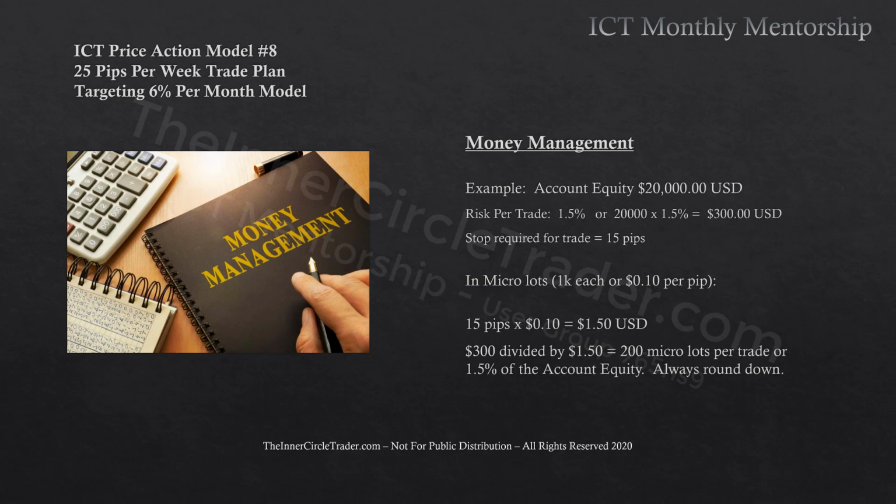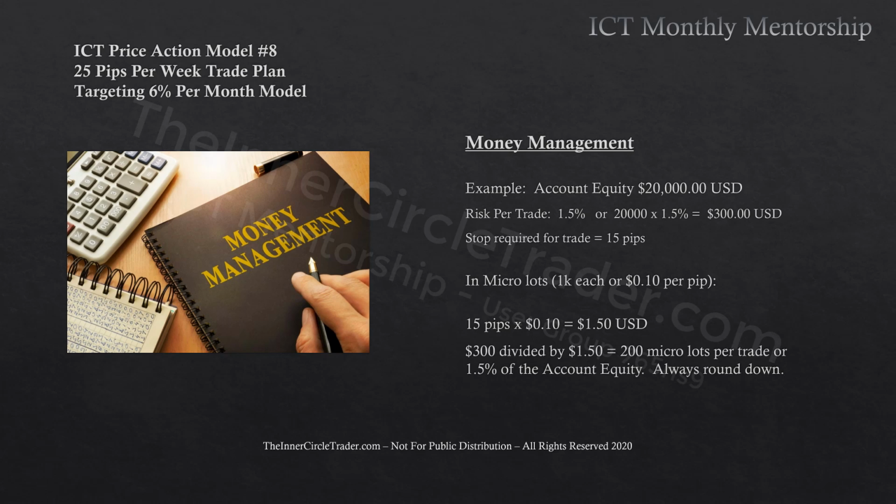As an example, account equity of $20,000, risk per trade 1.5%, or 20,000 times 1.5% gives us $300. The stop for this model, we're going to be using 15 pips. Now this can obviously be scaled to whatever you want, but just in the way of mixing things up, because I've been using 20 pips up till now in all the models and trade plans. This model can use a 15 pip stop loss because you're working with a 5-minute chart. So the stop required for this trade equals 15 pips.